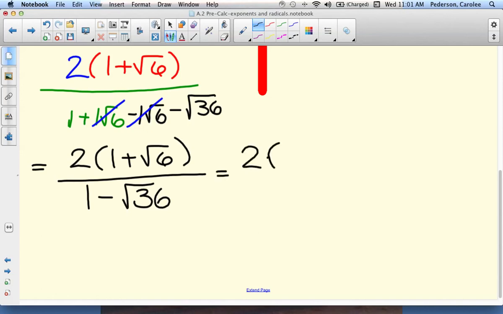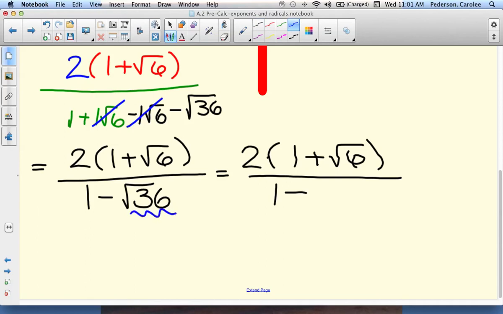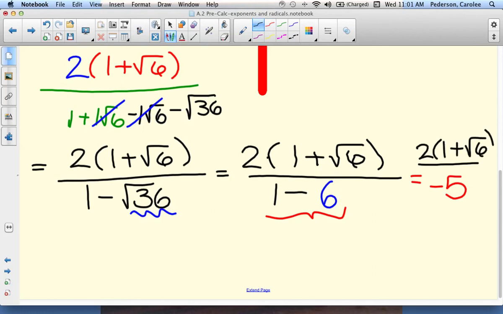So I'll leave the numerator alone again. And now this square root of 36 is 6. Now combine like terms in the denominator, and you get negative 5. And then in the numerator, you could distribute the 2 through if you wanted to.